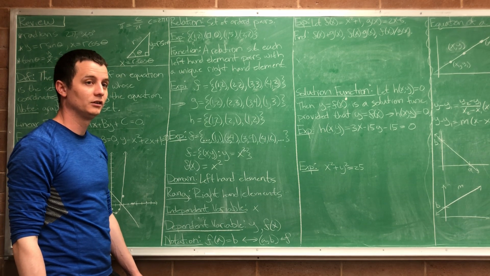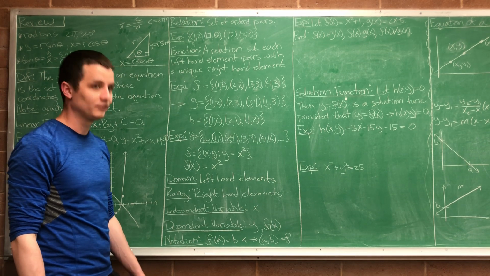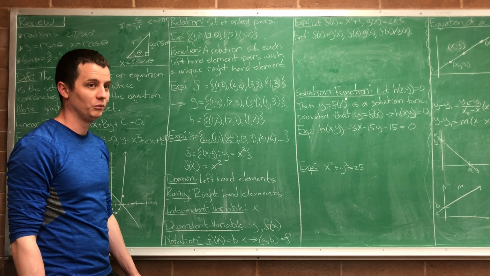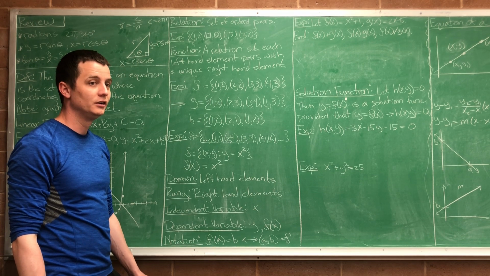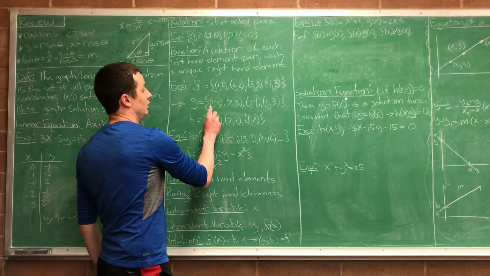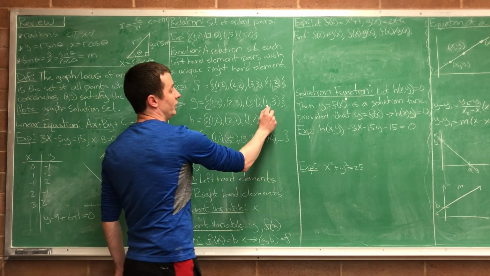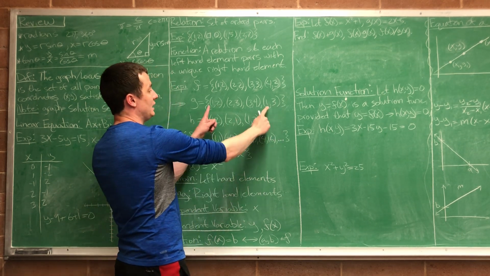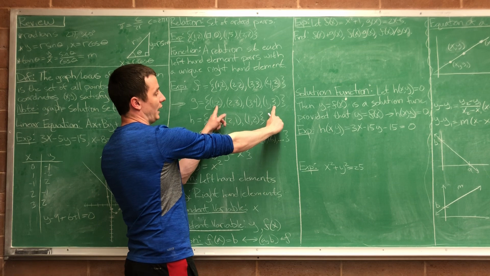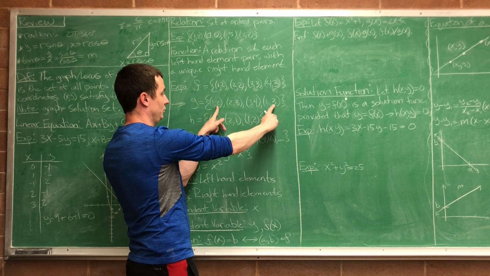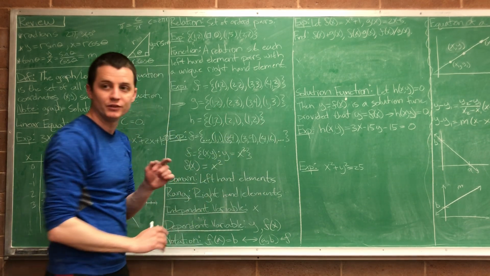Is that a function? Did you say no or yes? No. Why not? So 1 leads to 0, it also leads to 3. Yeah, one's paired with 2 and one's paired with 3. We do not have that each left-hand element is paired with a unique right-hand element. Those are different. We have one's paired with 2 and one's paired with 3.